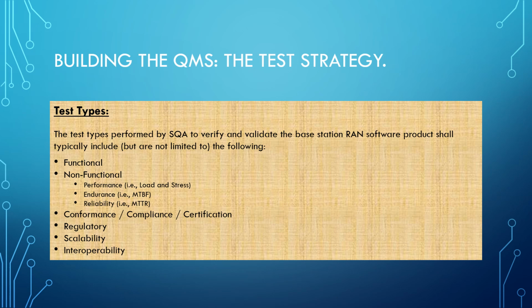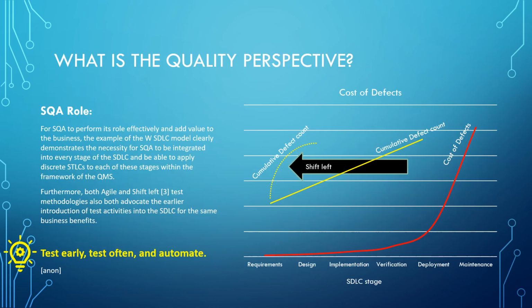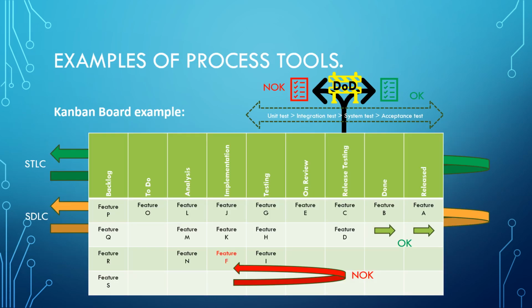Here I define a test strategy as part of creating a quality management system. Here I define the software quality assurance perspective of the software development lifecycle and the benefits of the shift-left paradigm. In this lesson, I share examples of software tools that can map the quality management system to software quality assurance processes.